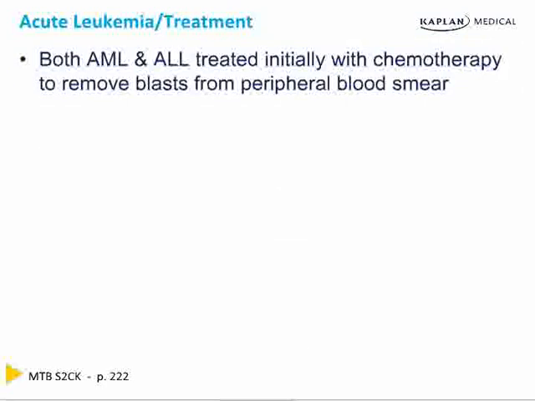Both forms of acute leukemia, AML and ALL, are treated initially with chemotherapy. The goal of this is to go into remission. Well, what does remission mean? It means you remove blasts from the peripheral blood smear. That's what inducing a remission is.